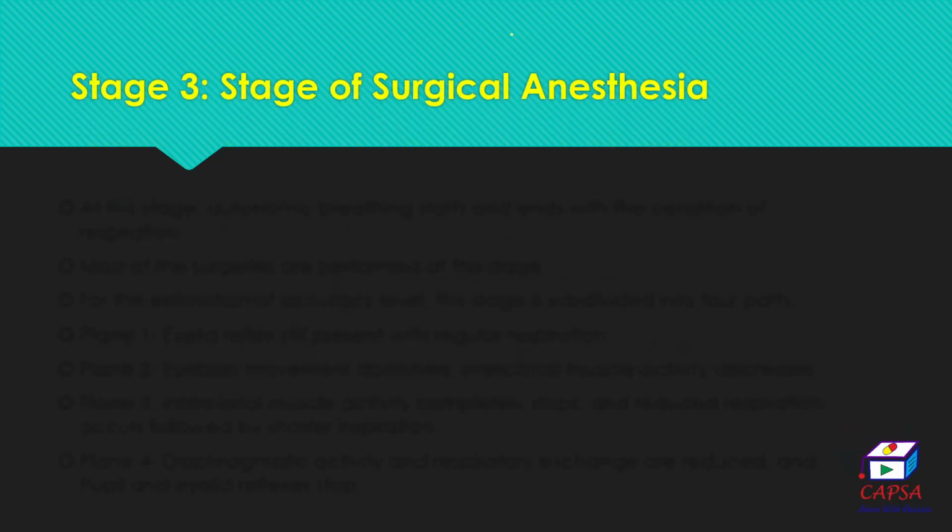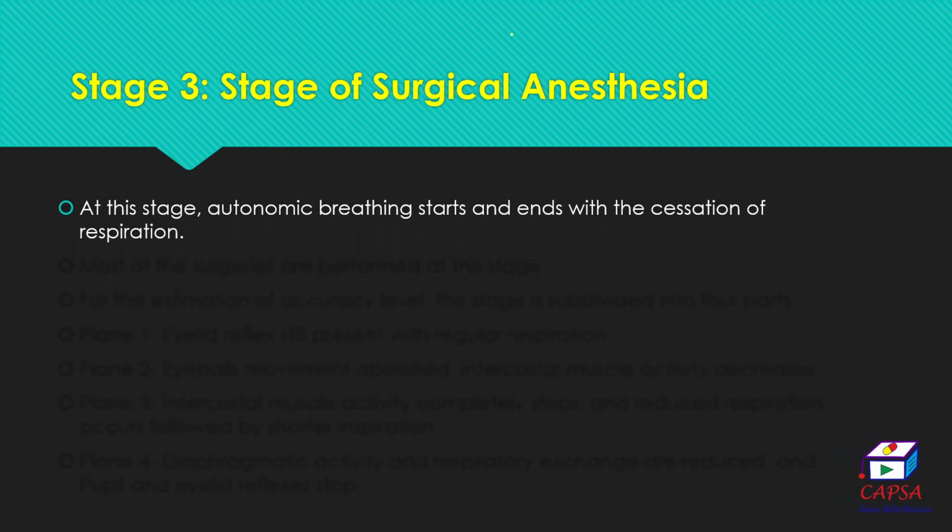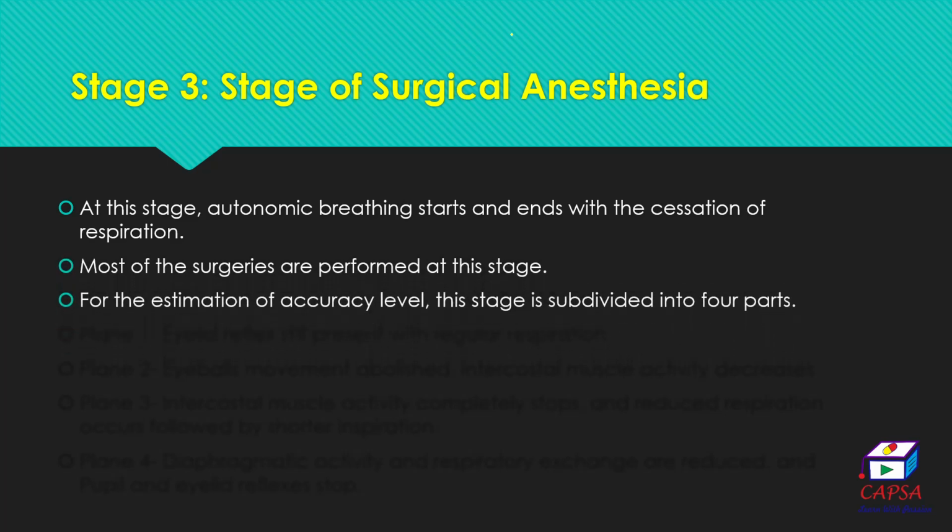Now what is stage 3 or stage of surgical anesthesia? At this stage, automatic breathing starts and ends with the cessation of respiration. Most of the surgeries are performed at this stage. For the estimation of accuracy level, this stage is subdivided into 4 parts.